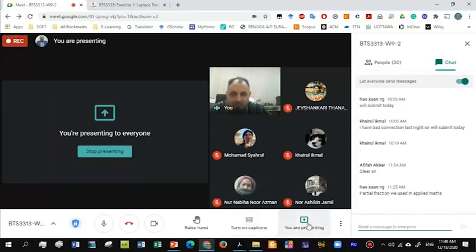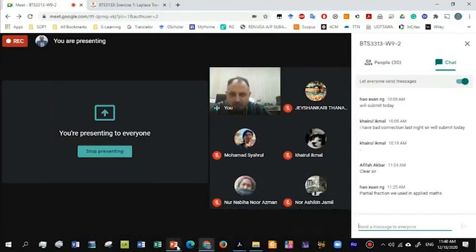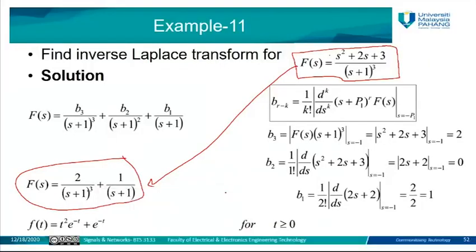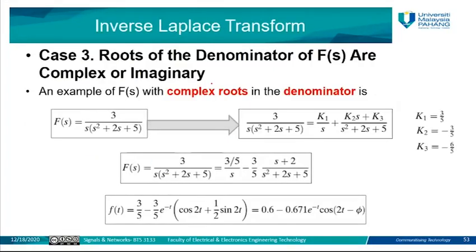The third method we are not going through. I mean the third case of partial fraction here. The third case is when the roots, I mean the poles, are complex numbers. They are not different real numbers, and they are not repeated real numbers, but they are complex numbers. This is case number 3. Roots of the denominator of F(s) are complex or imaginary.